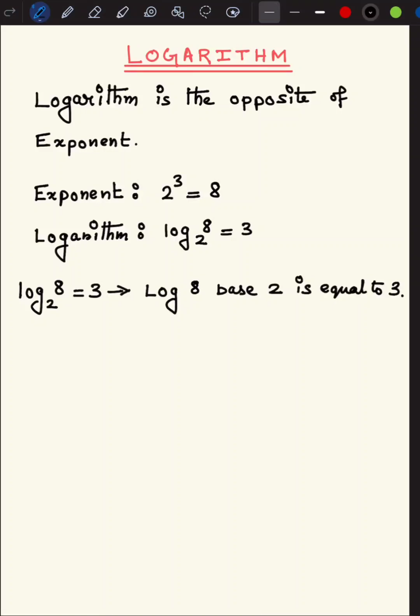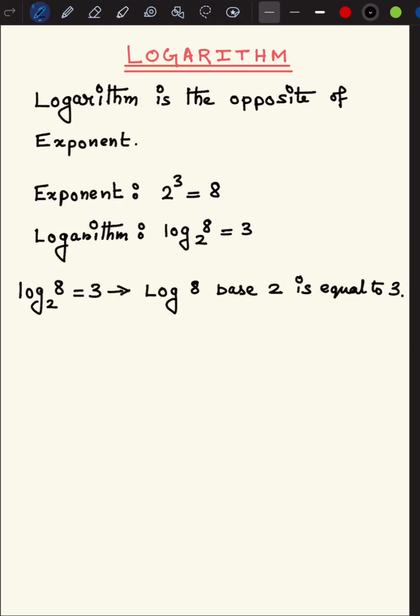So today we are going to discuss the chapter logarithm. I have come to know that many of you are facing difficulties in some chapters like midpoint theorem and Pythagoras theorem. So I will discuss those chapters as well. Okay, so let's come to logarithm.